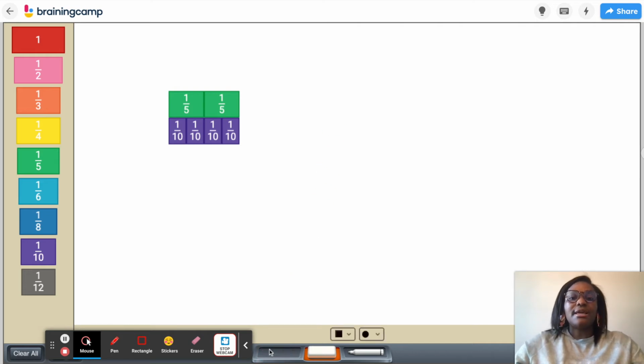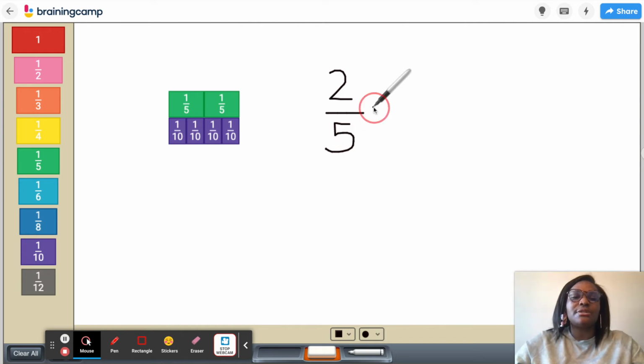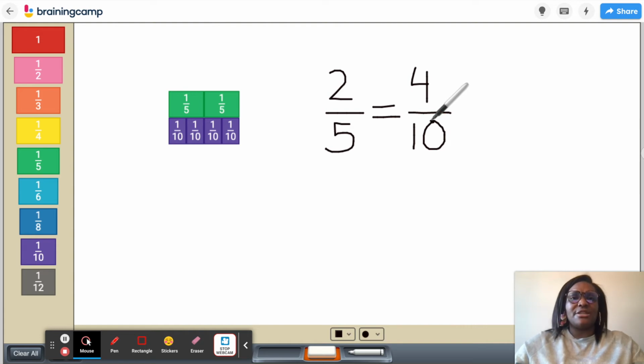Now, something about that, you're going to make sure that they write 2/5 equals 4/10 on their Brainycamp screen because you want them to visually see that. And hopefully it will move them to the abstract of thinking about equivalent fractions. So at this part of the lesson, if you have fourth or fifth grade, mostly fifth grade, you can ask them, so let's review. We see that 2/5 clearly equals 4/10, but what if we didn't have the fraction tiles?